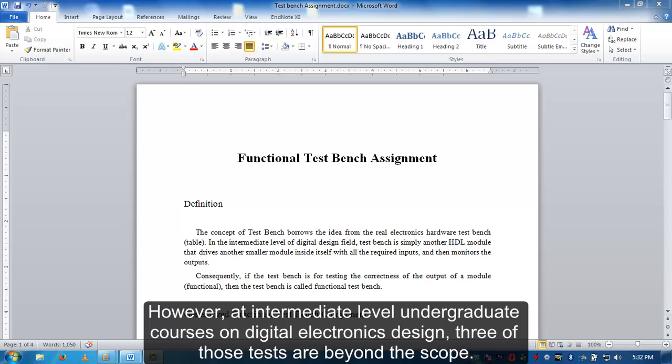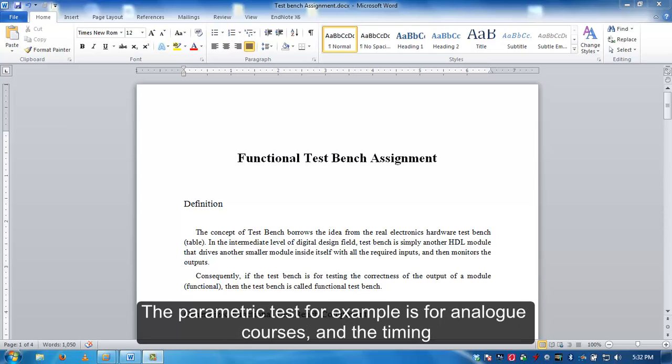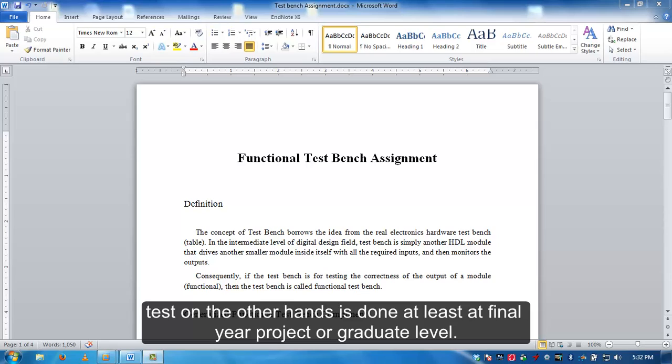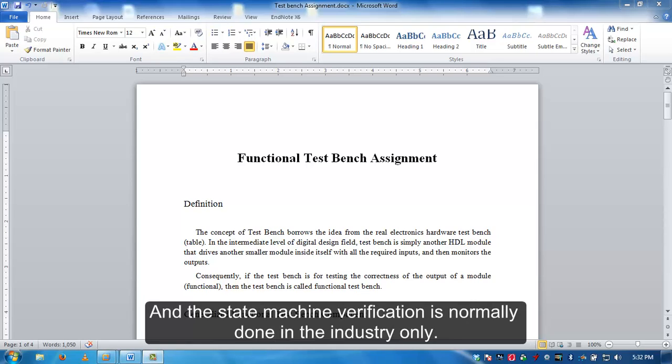However, at intermediate level undergraduate courses on digital electronics design, three of those tests are beyond the scope. The parametric test, for example, is for analog courses, and the timing test, on the other hand, is done at least at final year project or graduate level. And the state machine verification is normally done in the industry only.